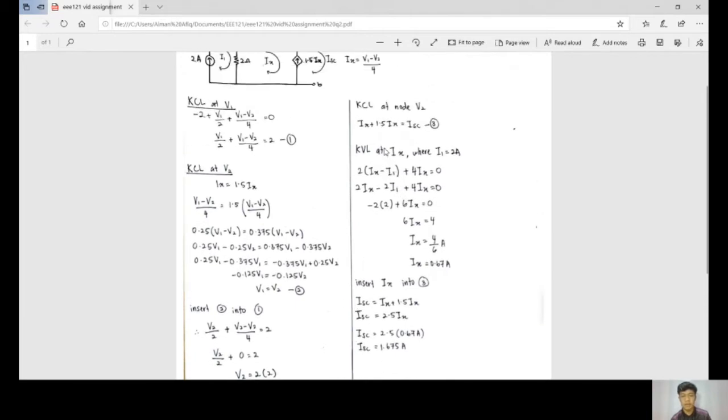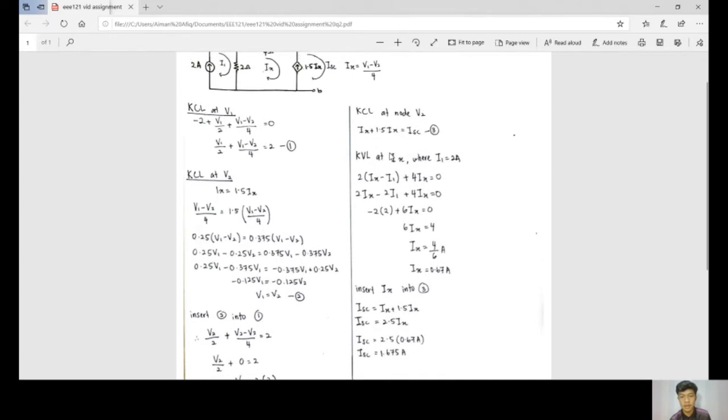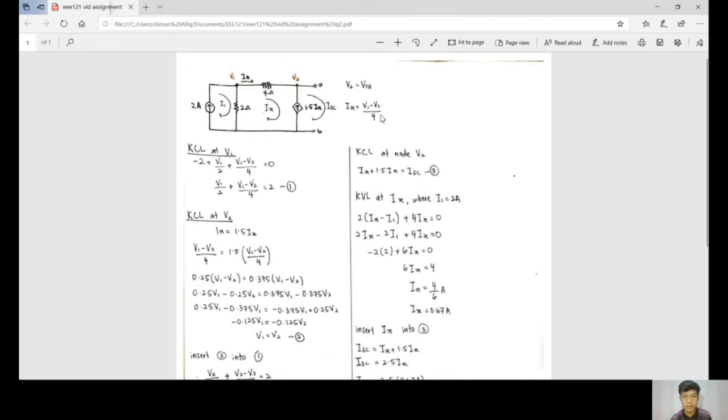Next we calculate I short circuit. First we do the KCL at node V2 here. The KCL is Ix plus 1.5 Ix equal to I short circuit. We name the loops here as loop I1, here loop Ix, and here loop I short circuit. Next we do the KVL at Ix, where I1 is 2 ampere. We know I1 is equal to 2 ampere since there is an independent source.